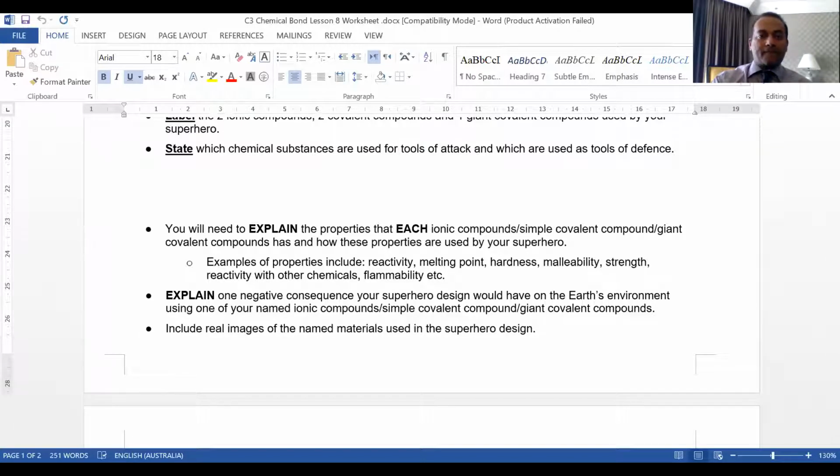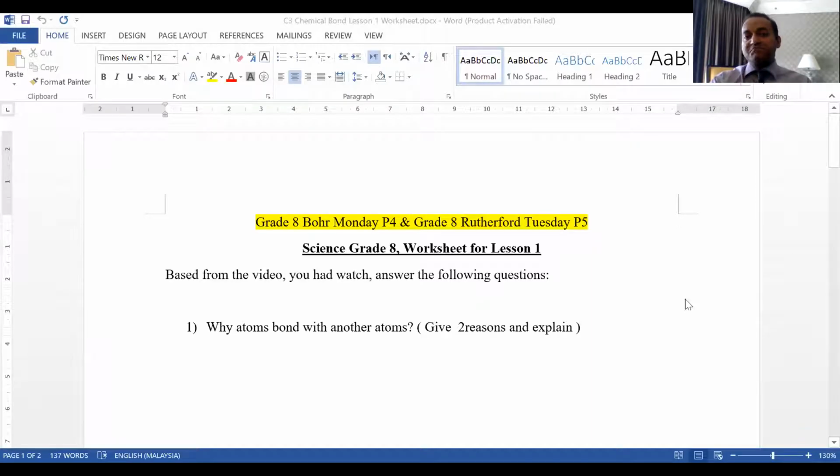Now, beside that, sometimes I also have other things. Let me show you another two more, then I will go back to our topic today. Okay, this is also lower grade. So I asked them why an atom bonds with another atom. So give two reasons and explain. So these are usually given before I teach this topic. So maybe they can answer, maybe they don't.